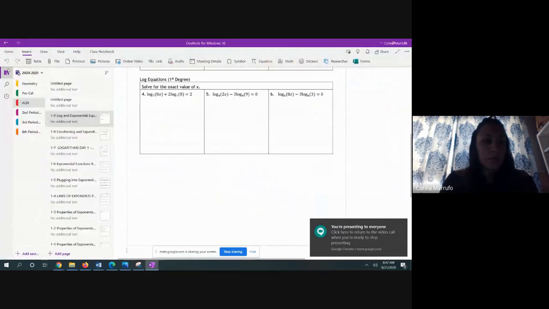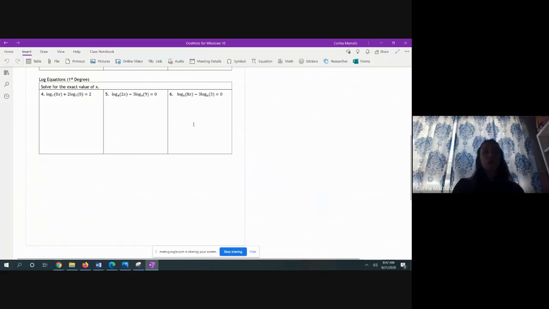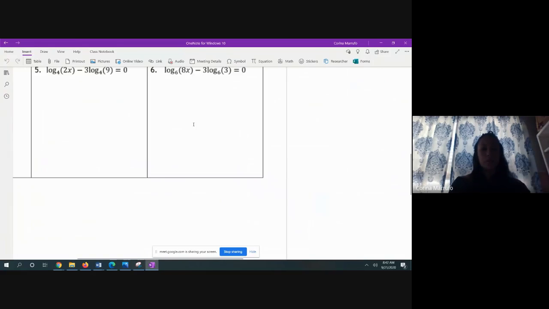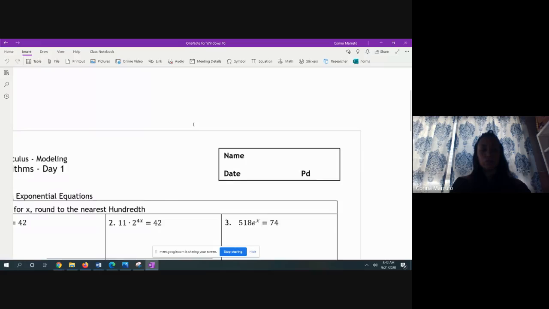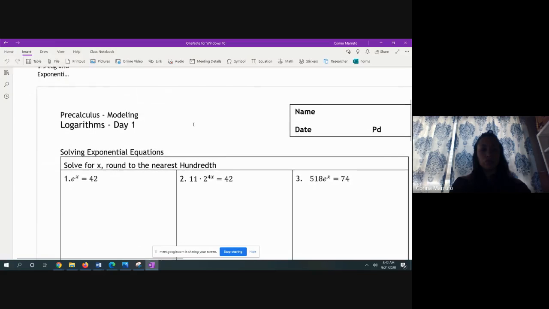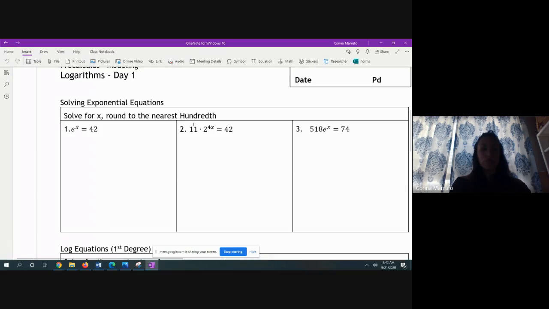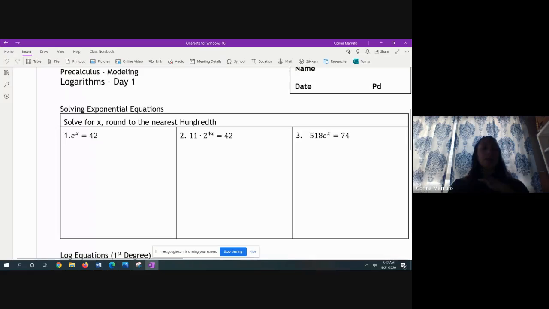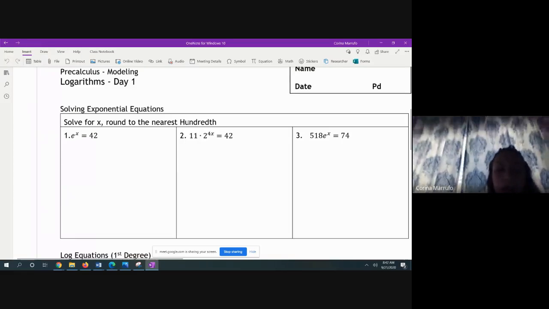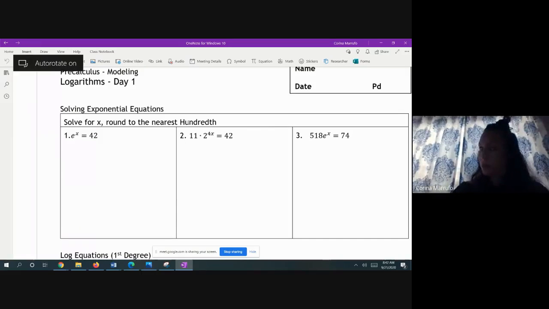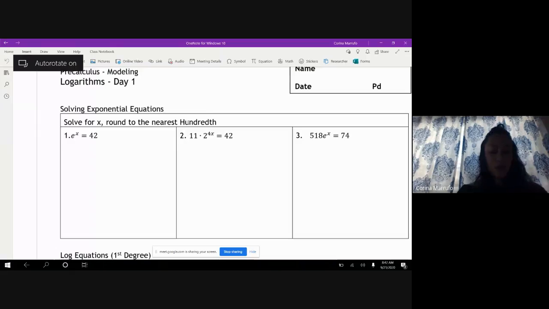All right. So we're still working with log and exponential. In the first section, it says solving exponential equations. We're going to solve for x and round to the nearest hundredth, which is 2 decimal places. Let me go ahead and take out my calculator. Ready?